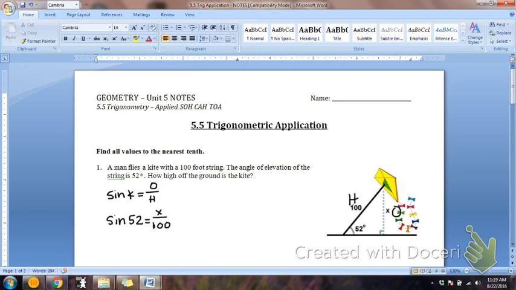Now, before you begin using your calculator, are we solving for an angle here? No. So should we be using inverse function? No. Okay. So how do we solve this for x? What do I need to do? Good. Multiply 100 on each side because we're trying to get x by itself. And now I just need to do 100 times sine of 52. 78.8. Can anyone echo that? Yep. A few of you?